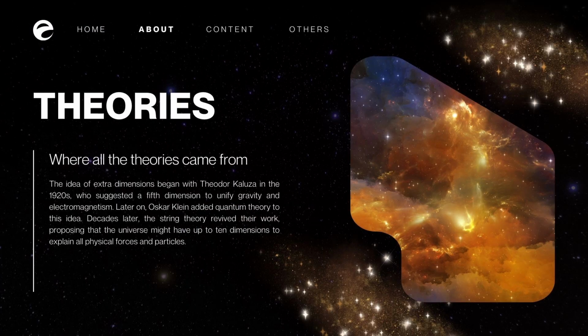The idea of extra dimensions began with Theodor Kaluza in the 1920s, who suggested a fifth dimension to unify gravity and electromagnetism. Later on, Oskar Klein added quantum theory to this idea. Decades later, string theory revived their work, proposing that the universe might have up to 10 dimensions to explain all physical forces and particles.